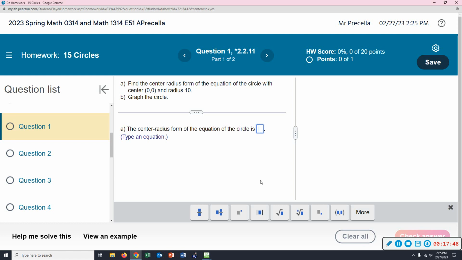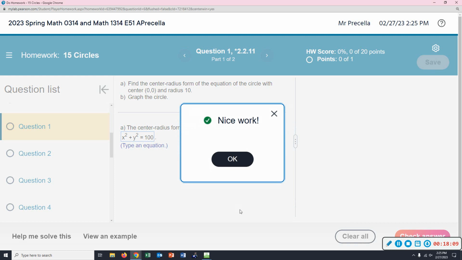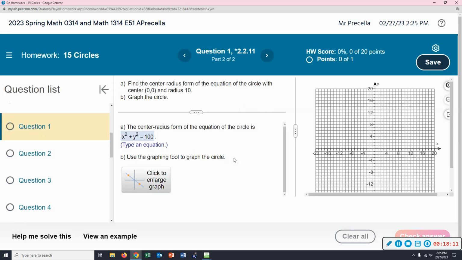Come over here and type x squared, right arrow to get out of that exponent, plus y squared, right arrow, equals 100. And now we're told to graph the circle. So we've done some of these graphing tools, or we've used some of them already. To get started on this, I'll click right here.